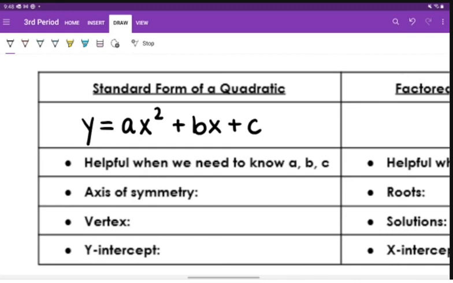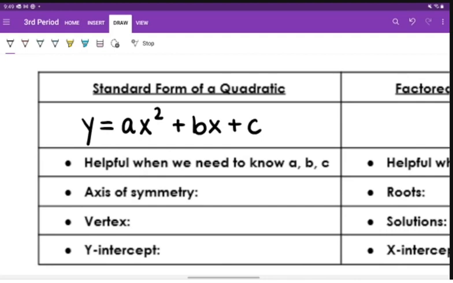But it will be written in this format where you've got three separate terms that are separated by pluses or minuses. Your first term has an x squared. Your second term has an x. Your third term just has a number. So it will look very similar to this, except instead of a, b, and c, you have numbers.